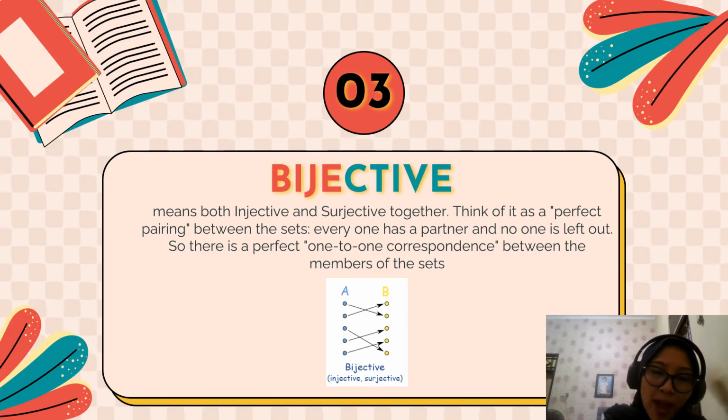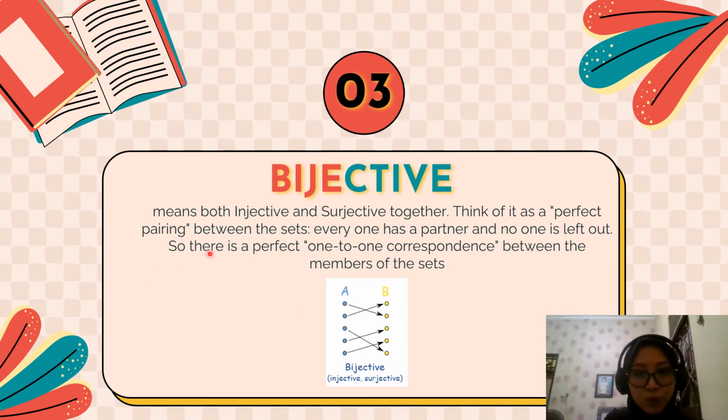Okay, the last one is the bijective function. Bijective function means both injective and surjective. Think of it as a perfect pairing between the sets. Everyone has a partner and no one is left out. So there is a perfect one-to-one correspondence between the members of the sets. You can see in this picture, it's a perfect pairing. Every A has a B and no B is left out.